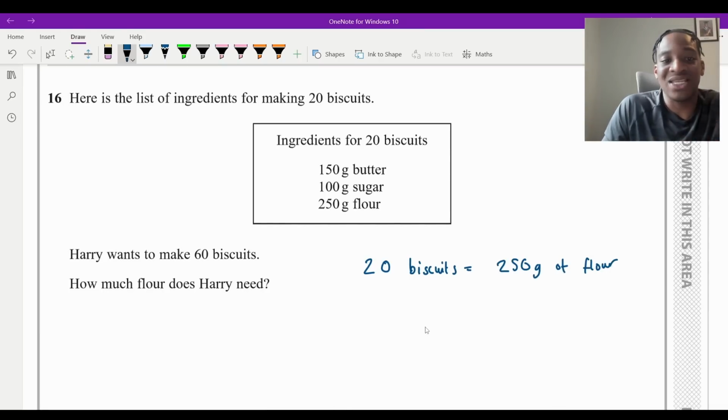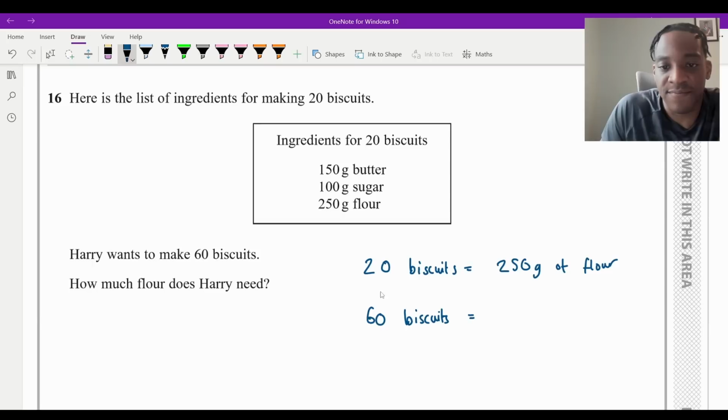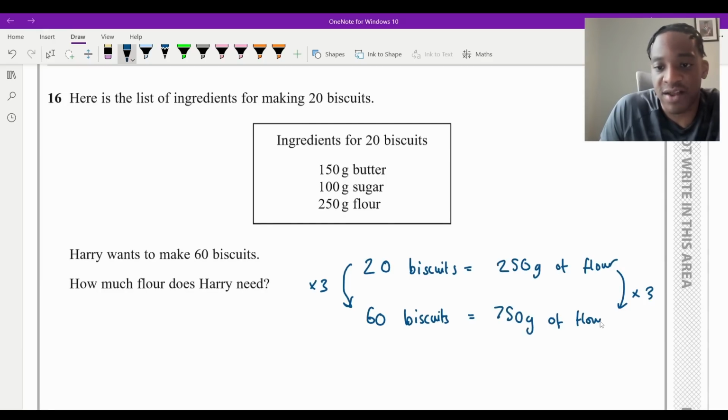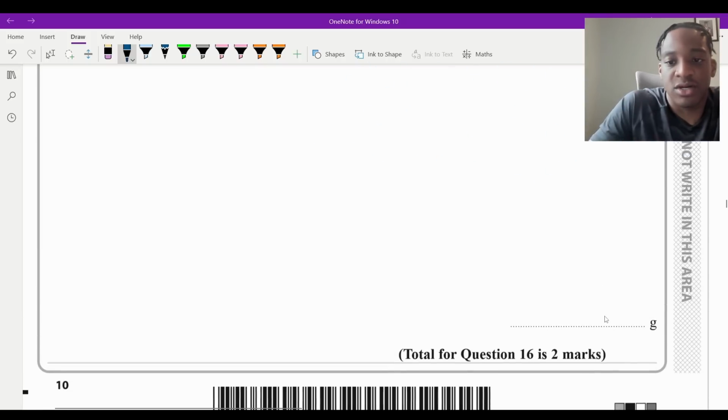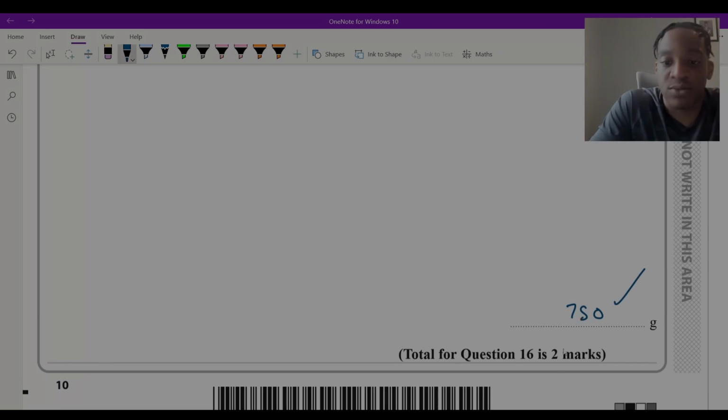Okay. Now Harry wants to make 60 biscuits. So all you're going to do here is just compare how you go from 20 to 60. And that is just going to be multiplying by 3, isn't it? Meaning that the amount of flour in grams that Harry will need for 60 biscuits is just going to be 250 multiplied by 3, which is just 750. So the answer is just 750 grams of flour. So I'll just write 750. And that is it. That is question 16 finished.